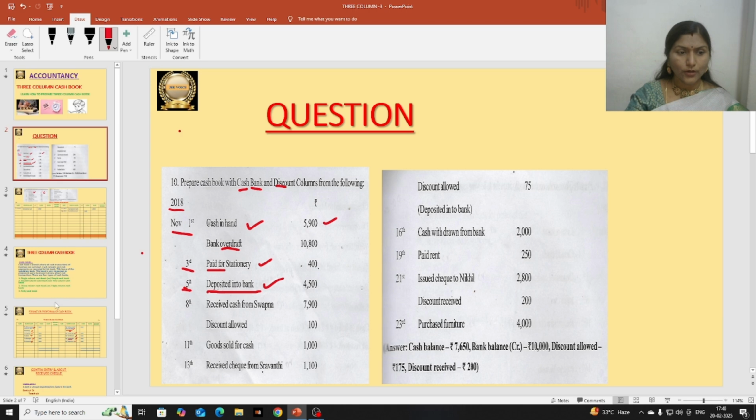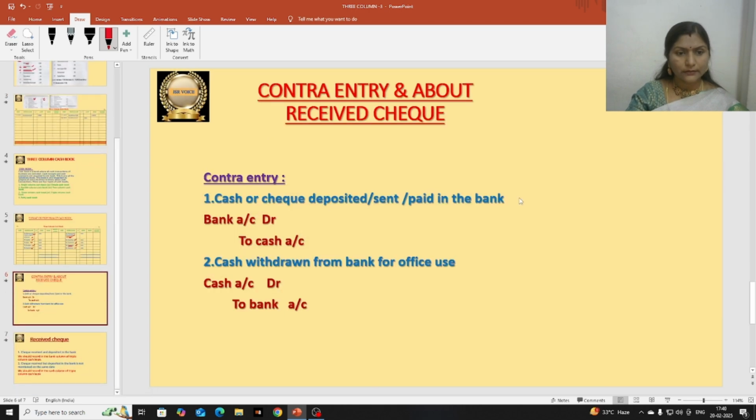I will show you contra entry. So this is contra entry. Two contra entries: cash or cheque, anything deposited into bank. This is the first contra entry. Now we have this only, this kind of transaction. So this is a contra entry. We should record it two times, with the help of the journal entry, posting on both sides.